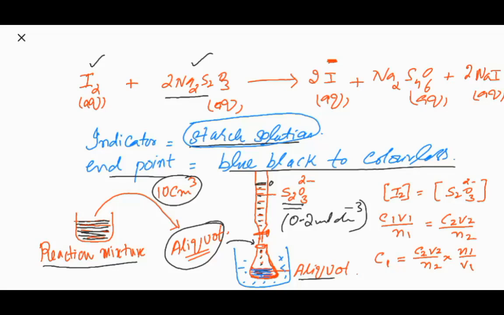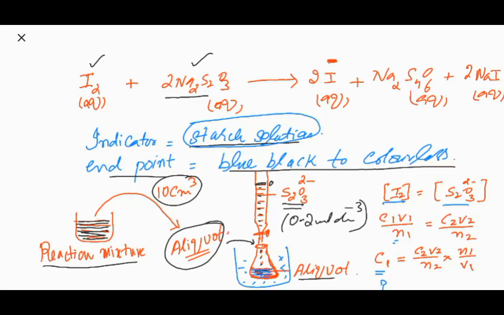And find out the volume of thiosulfate used to react completely with iodine present in this aliquot. Then by using this formula, iodine and thiosulfate on right side, C1V1 over N1 is equal to C2V2 over N2. By C1 we mean the concentration of iodine, which is not known, we have to calculate it. V1 is the volume of iodine used, that is actually the volume of aliquot, and N1 is the number of moles of iodine in a balanced equation, which is 1 mole here in this case.